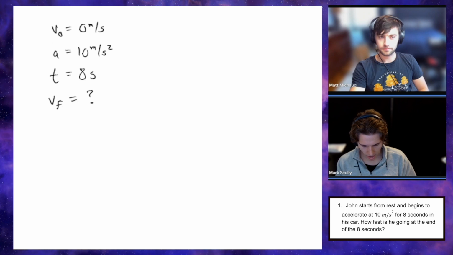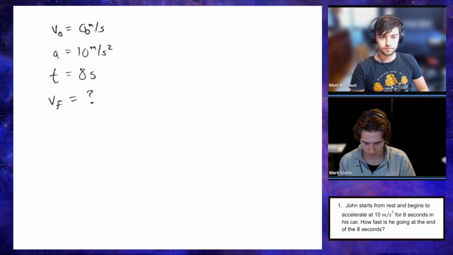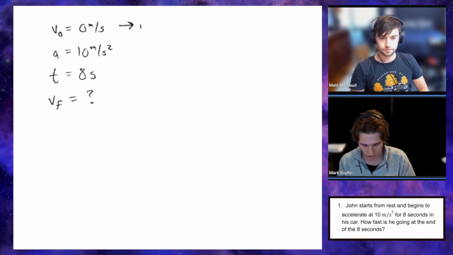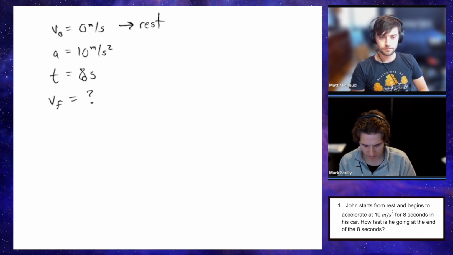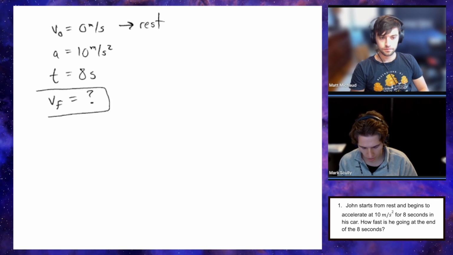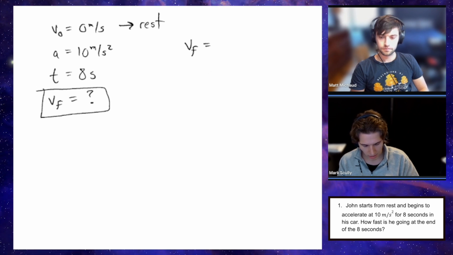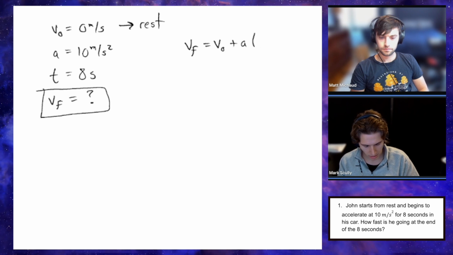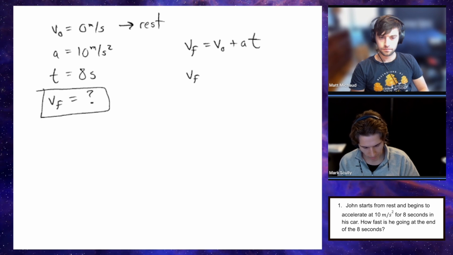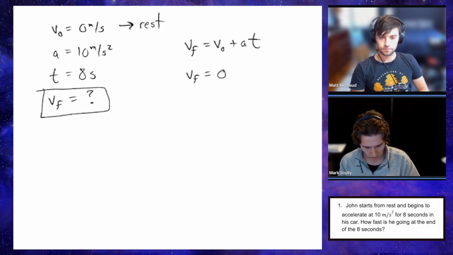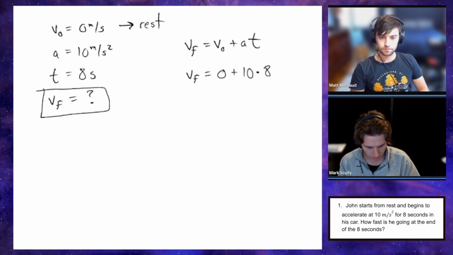Okay, so as you were reading that, I pulled out our four variables. I have that the initial velocity is 0 meters per second because you said that John started from rest. You also said the acceleration is 10 meters per second squared, the time is 8 seconds, and we are looking for our final velocity. So I'm going to use our equation: final velocity equals initial velocity plus acceleration times time, and I'm going to plug in our knowns. We have final velocity equals 0 meters per second plus 10 meters per second squared times 8 seconds.